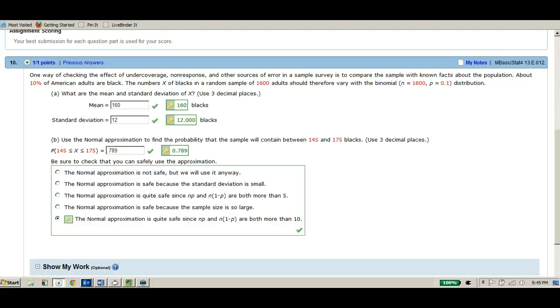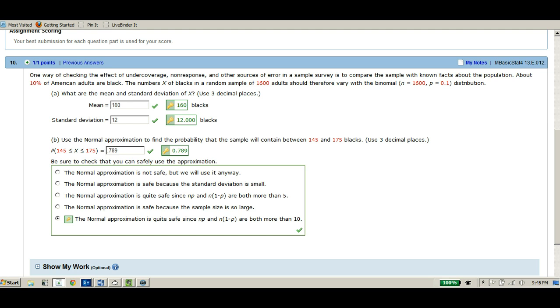Okay, this is Chapter 13 pre-quiz, question number 10. One way of checking the effect of undercoverage, non-response, and other sources of error in a sample survey is to compare the sample with known facts about the population. About 10% of American adults are black.